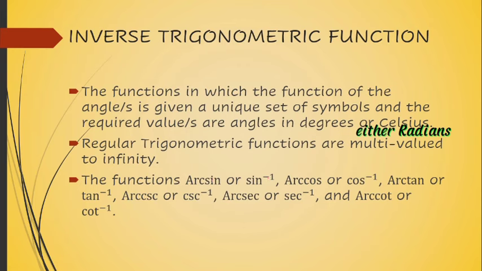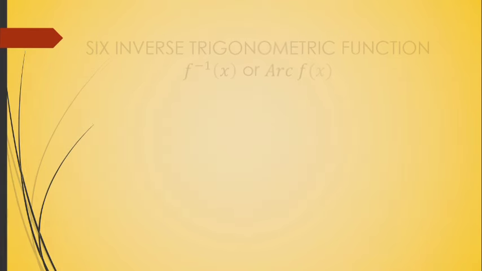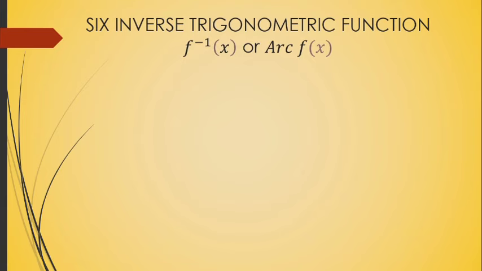The function's arc sine. An example in the given is either arc sine or sine raised to the -1 power, and arc cosine or cosine raised to the -1 power. Either it has "arc" written, or it is raised to the -1 power by itself, not meaning the reciprocal of the value. That's it. Next. So we have 6 inverse trigonometric functions.